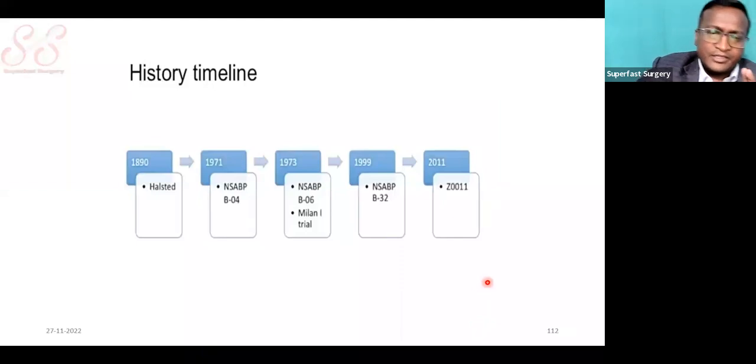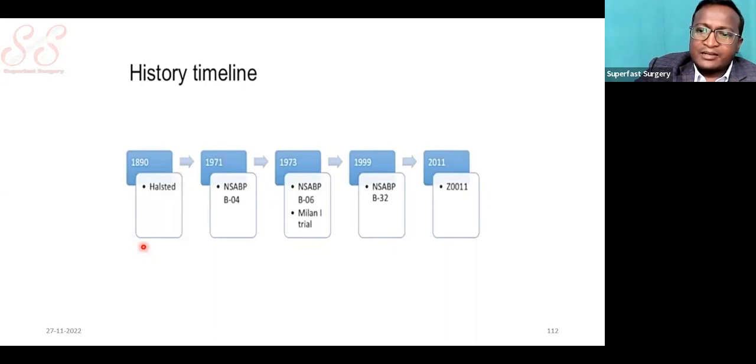Now the history timeline: the treatment has evolved greatly over time, because we have moved from maximum tolerable treatment to minimum effective treatment. Like in lung cancer, from pneumonectomy we have evolved to lobectomy. In renal cell cancer, we have evolved from radical nephrectomy to nephron sparing surgery. Similarly, surgical management of breast cancer has evolved greatly from Halsted radical mastectomy to the present era of breast conservation surgery.